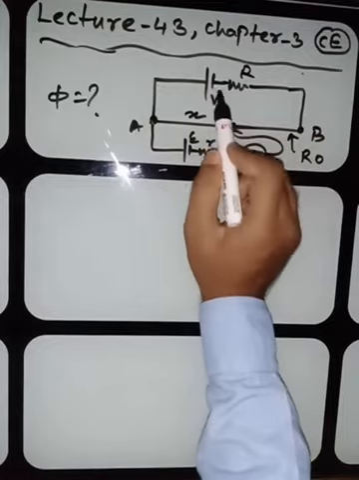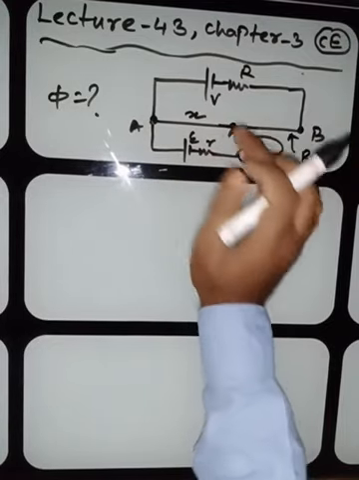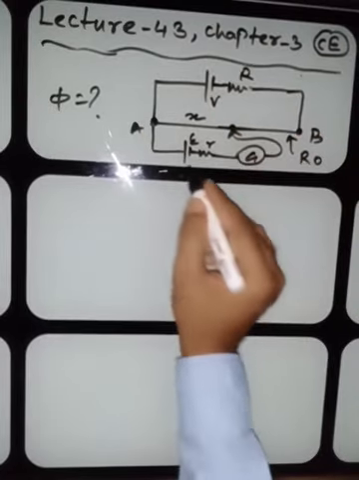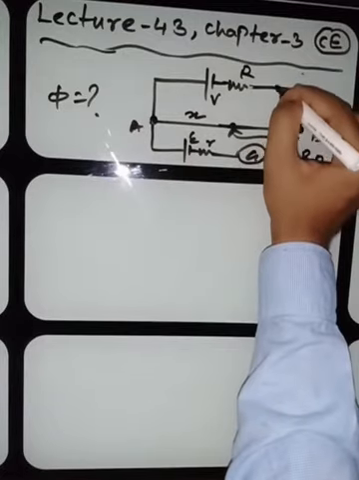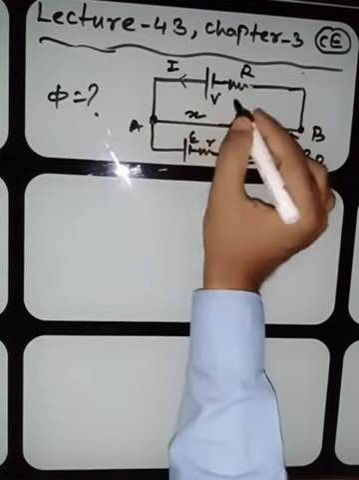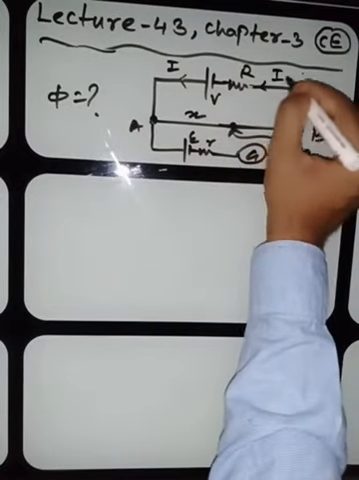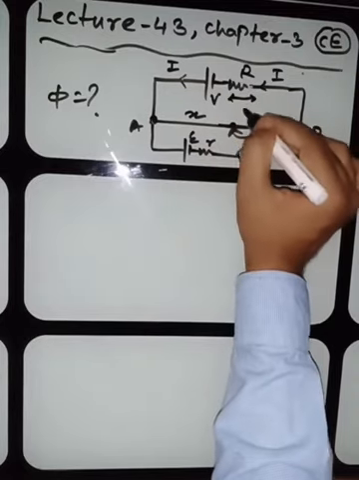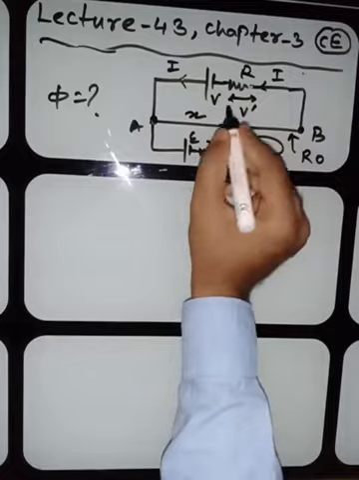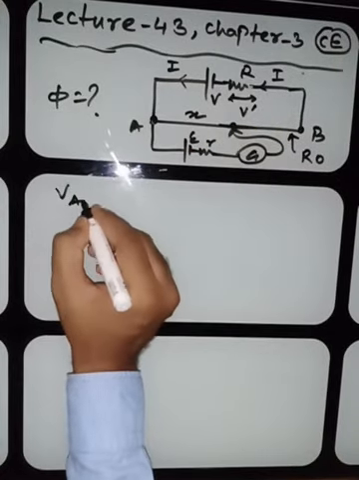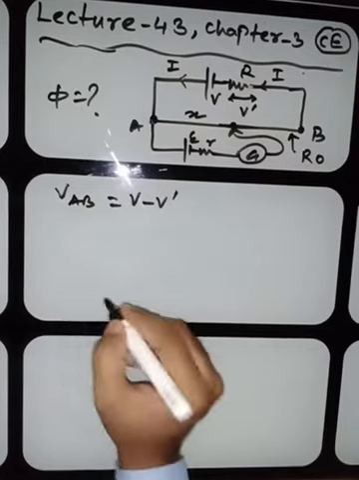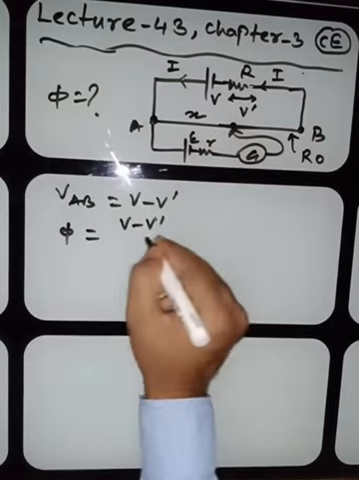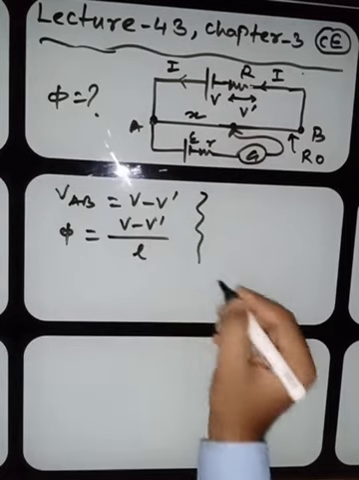But here you can see the potential is not V only. Current in this circuit is not zero. If current I is flowing in this direction, the potential will drop across the resistance R by IR. Suppose this is V dash. Then the potential across AB will be V minus V dash, and phi will be V minus V dash divided by L.